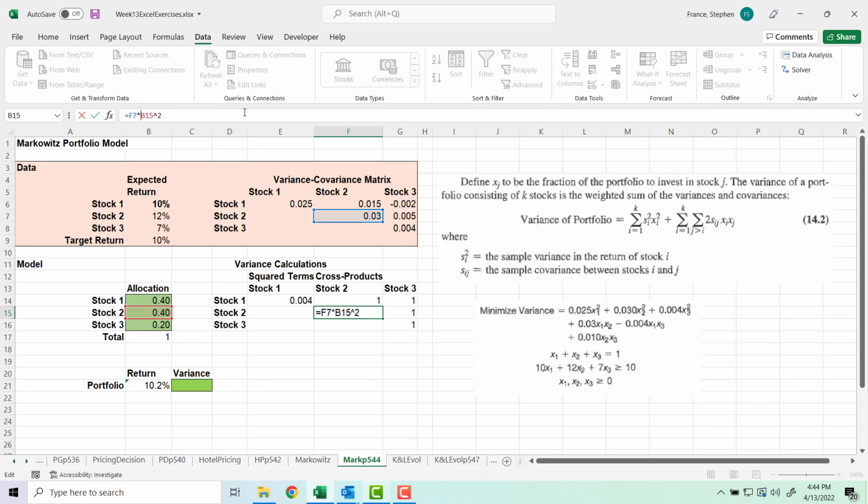If you wanted to be 100% sure, you don't need to do this. You could just add brackets. And then finally, we do exactly the same for stock 3. Times. And now we can actually calculate the off variance.